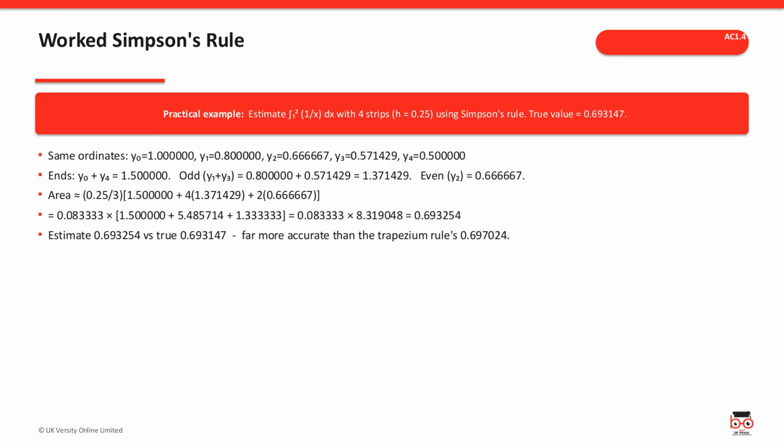Let's redo that same integral with Simpson's rule and the very same heights. The two ends, y0 and y4, still add to 1.5. The odd ones, y1 plus y3, come to 1.371429, and the single inside even one, y2, is 0.6667. So the area is 25 over 3 times 1.5 plus 4 times 1.371429 plus 2 times 0.67, which works out as 0.33 times 83948, giving 4. Compare that with the true value, it's dramatically closer than the trapezium rule's.